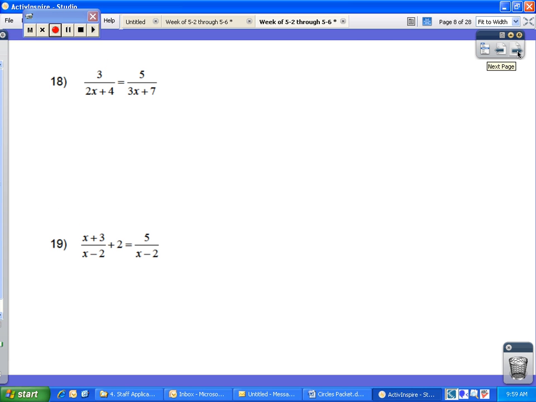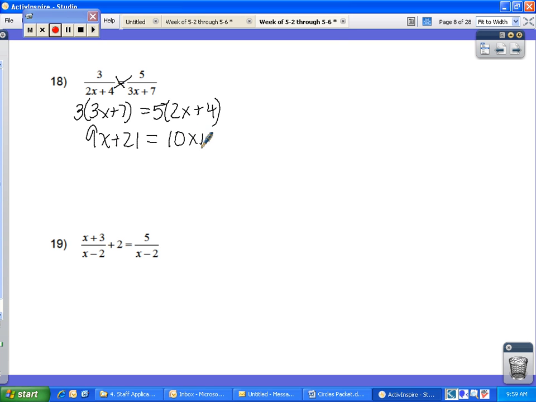All right, moving on. Number 18. Again, there is nothing that you have to simplify, so you can go straight to cross multiplication. So 3 times 3x plus 7 equals 5 times 2x plus 4. So now this is 9x plus 21 equals 10x plus 20. Subtract 9x. 21 equals x plus 20. Subtract 20. And x equals 1. Now you have to check that.